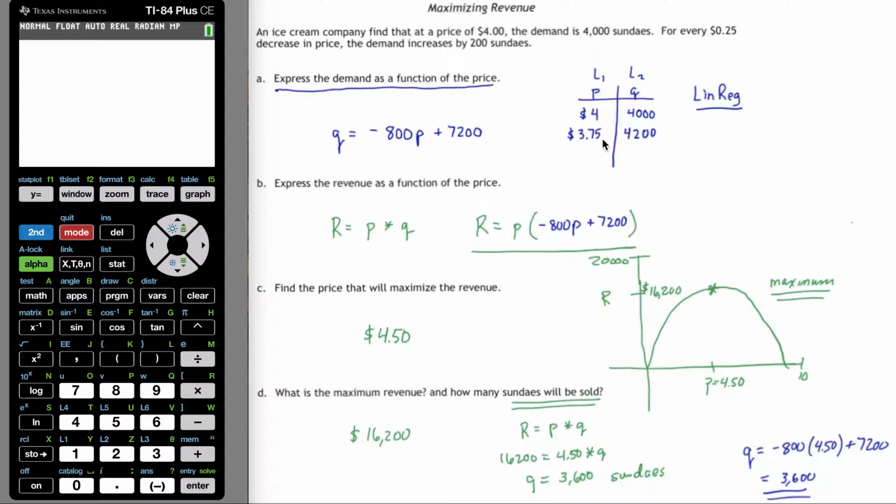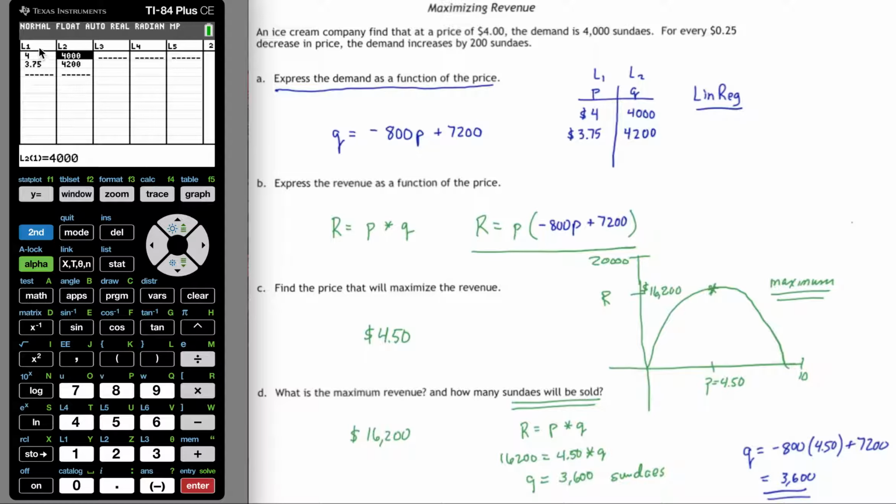At $4, the quantity demanded would be 4,000 sundaes. And if I drop the price by 25 cents to $3.75, then the new demand will be 200 sundaes more, at 4,200 sundaes. Then I execute the linear regression command. On the calculator, I would hit stat and then press enter, and enter into lists L1 and L2 the prices and the quantities respectively. So here I've got 4 and 4,000, and then $3.75 and 4,200.